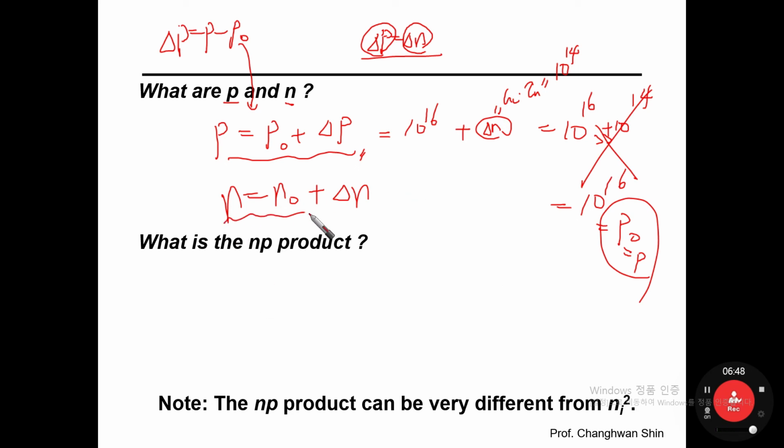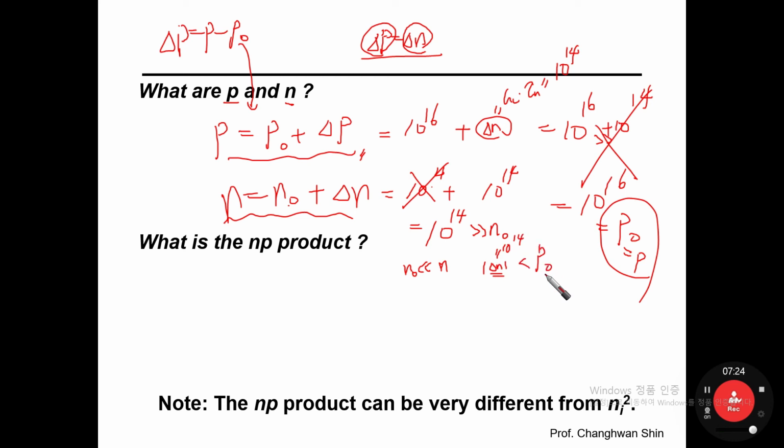However, let's take a look at the electron concentration. In question number 1, N naught was 10 to the 4, and delta N is 10 to the 14. So 10 to the 4 is nothing compared against 10 to the 14. So you can ignore this number, and the answer is 10 to the 14. Okay, so this N is much, much higher than N naught. But take a look at this number: delta N is 10 to the 14, but that is smaller than P naught.